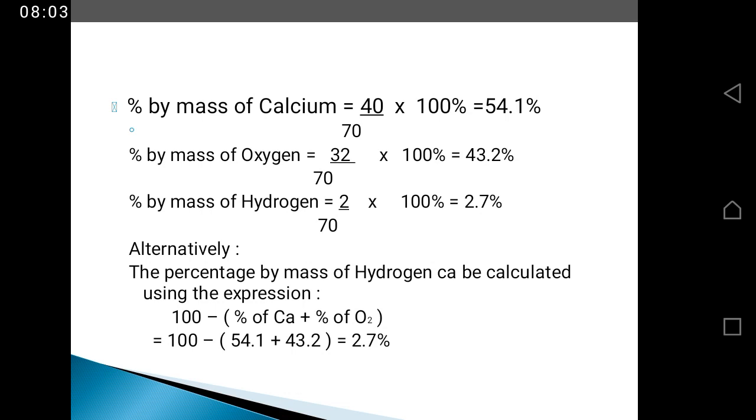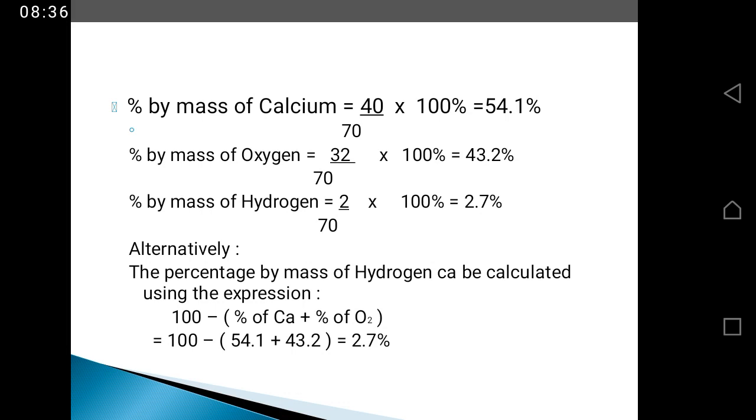Percentage by mass of oxygen. Based on the compound, oxygen has 2 atoms, so it is 32. So we have 32 divided by 74, which is the relative molecular mass of the entire compound, times 100%. That will give us 43.2%. Percentage by mass of hydrogen. Hydrogen has 2 atoms in the compound. So 2 divided by 74 times 100%, and that will give us 2.7%.